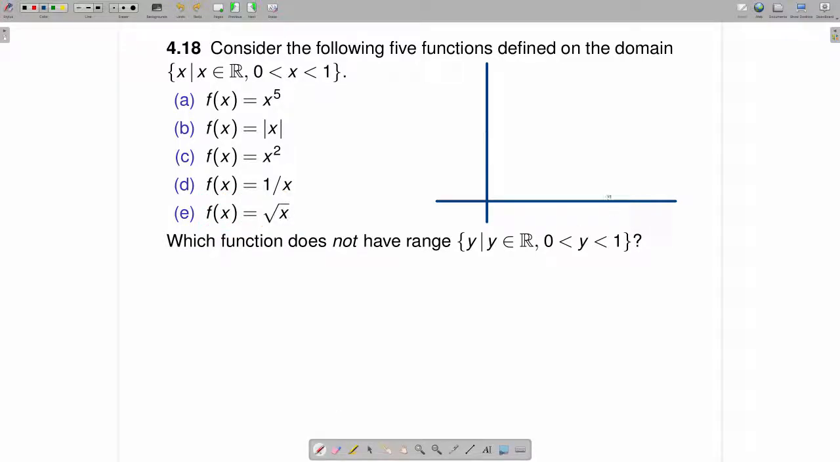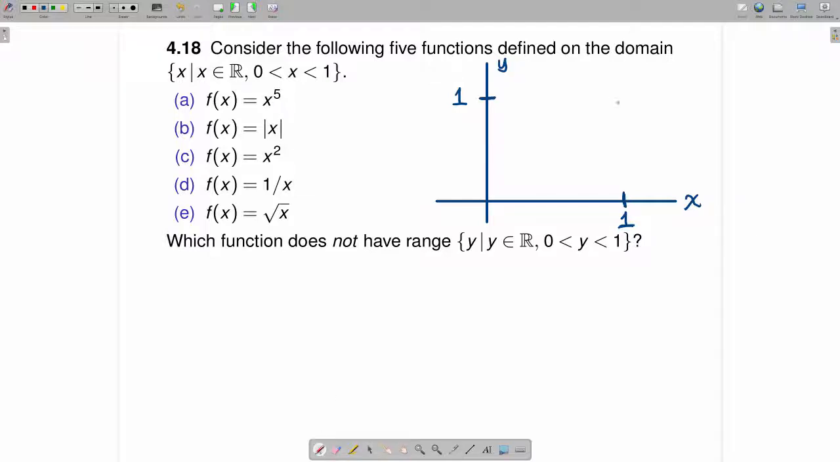One way of answering this problem is to go ahead and graph the functions. Since the domain for all of the functions is from 0 to 1, we are really only interested in what happens with these functions on x values between 0 and 1. Let's start with the first one.